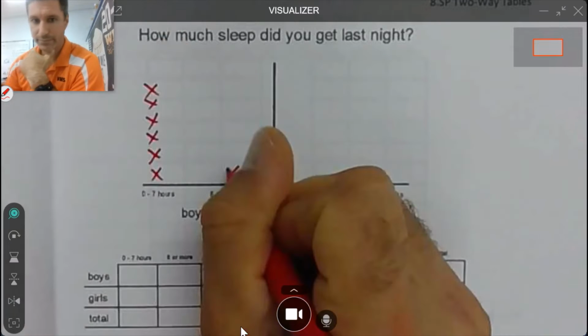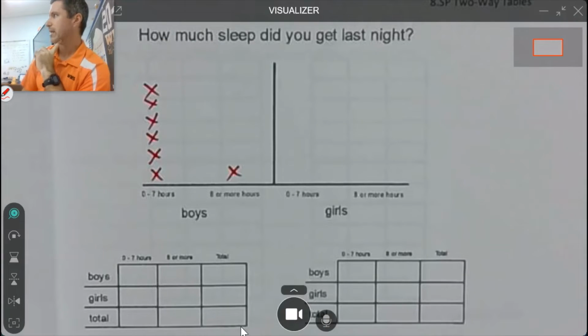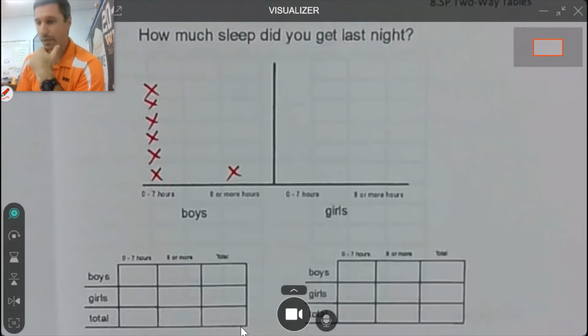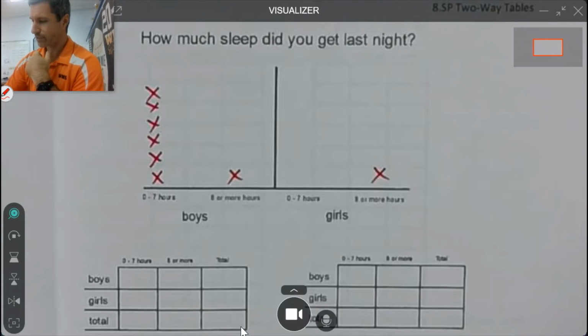This one's me. I went to bed at 10. I got up at 6:30. I got 8 hours or more. Okay, girls, we have 2 in the room. Did you get 0 to 7, or did you get 8 or more? 8 or more. Okay. 0 to 7. At least all the groups are represented.